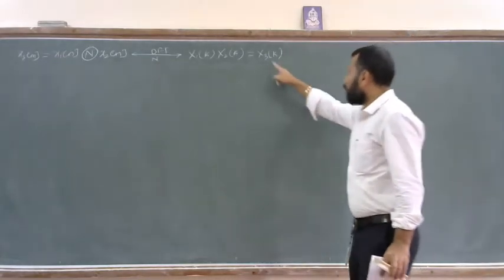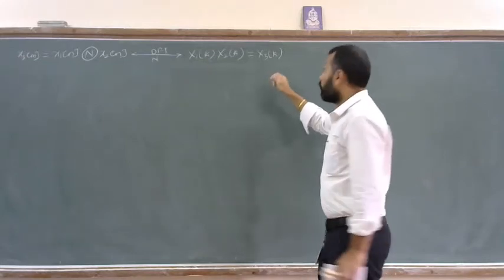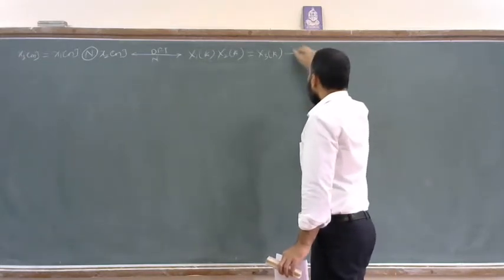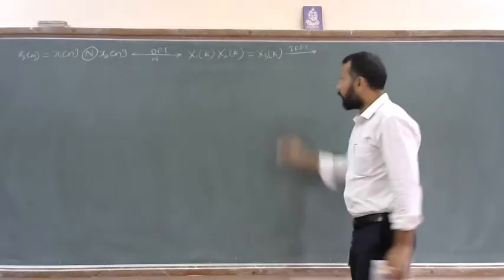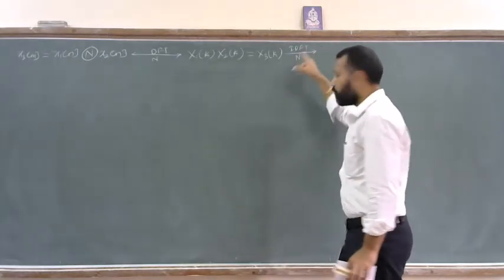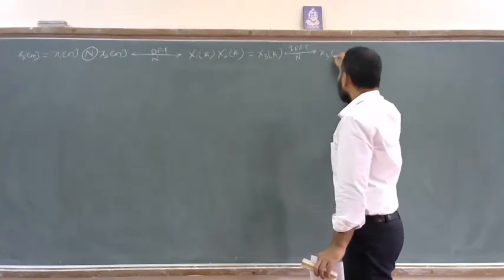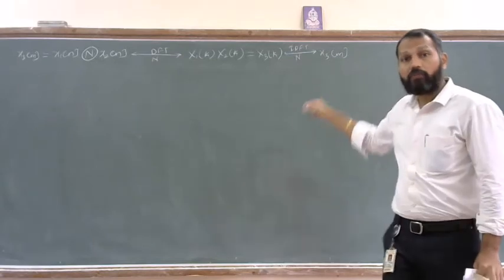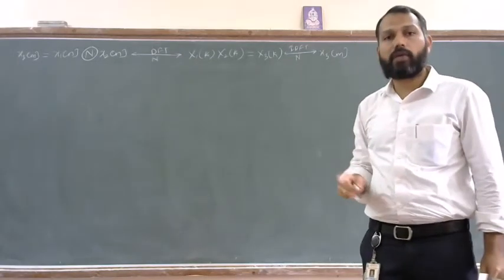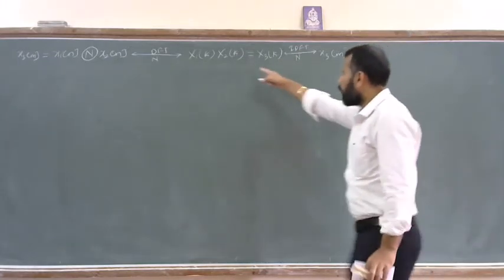X3 of k is an n-point product DFT. If we apply the inverse discrete Fourier transform, that is n-point IDFT on X3 of k, then we will get x3 of m. This sequence x3 of m will be the circular convolution between x1 and x2, but obtained with the help of DFTs.